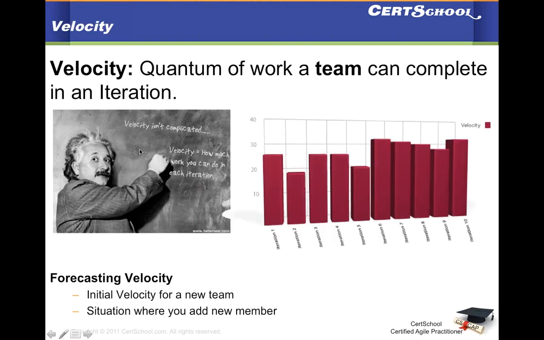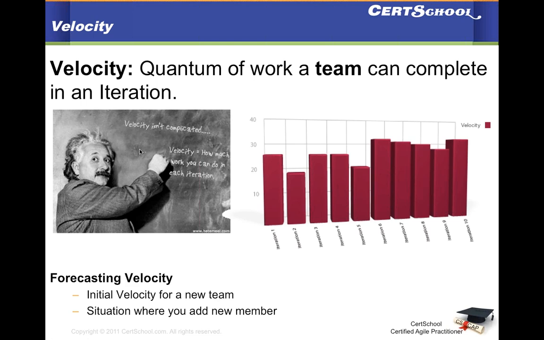Okay, so let's start with velocity. The simple definition of velocity is the quantum of work a team can complete in an iteration. It's a very simple definition, very simple to understand. But it's also a very deep concept in Agile. Everything in Agile is related to velocity. So it's a rudimentary concept you should understand. If you don't, then it would be hard for you to be able to do anything in Agile.